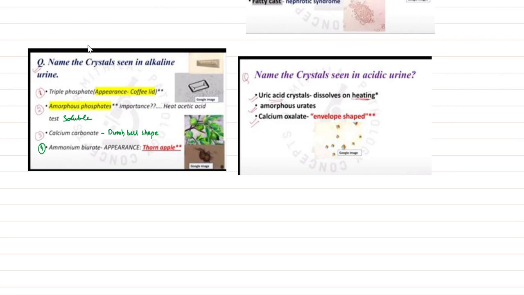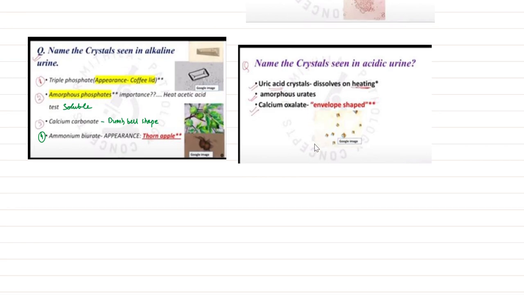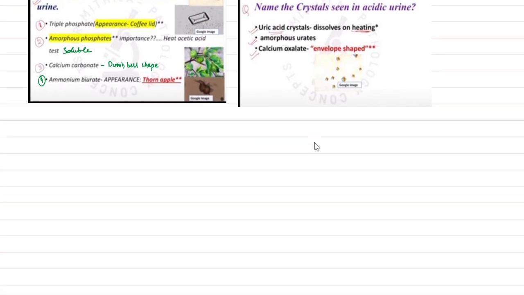Now the crystals seen in the alkaline urine are triple phosphate, with a coffin lid appearance, and amorphous phosphate. Now the importance is they are soluble in heat and acetic acid. Calcium carbonate has a dumbbell shape appearance, and ammonium biurate has a thorn apple shape appearance. Crystals seen in the acidic urine are uric acid crystals which dissolve on heating, amorphous urates, and calcium oxalate, envelope shape. So here we conclude our urine examination.